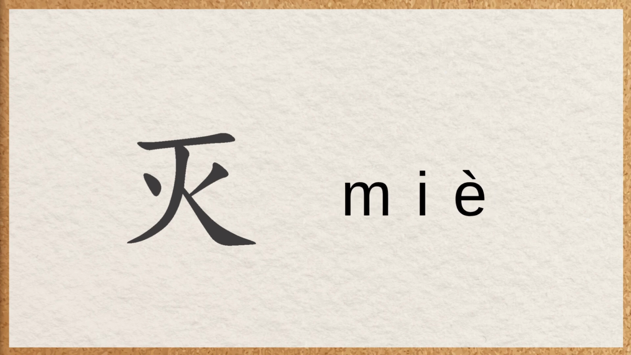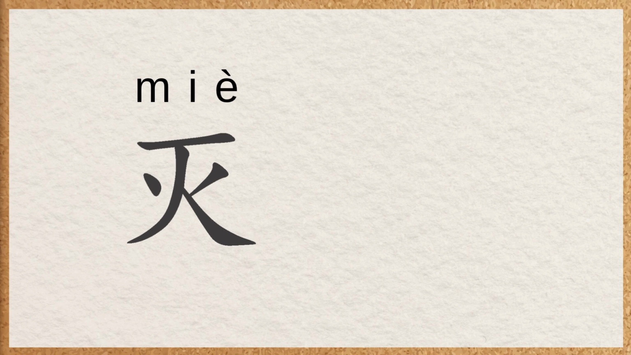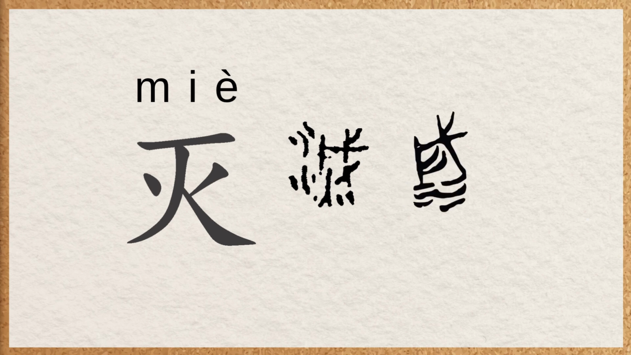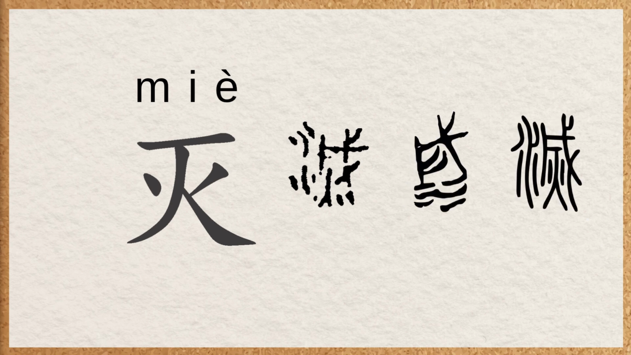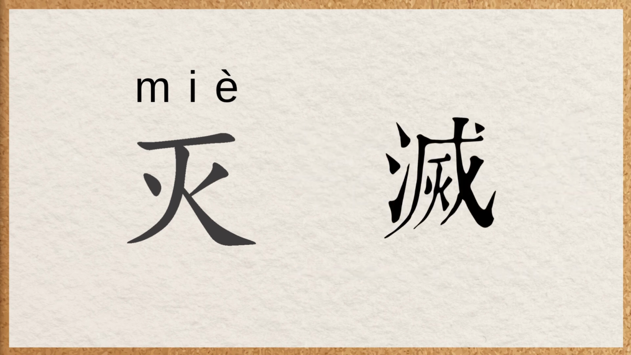Mia, Mia, Mia. The character Mia has a long and complex history in ancient Chinese. In early pictographs, it looked like this, and later evolved into this more complicated form, which expressed the meaning to extinguish, wipe out, or exterminate. That older form is the traditional character, like this.